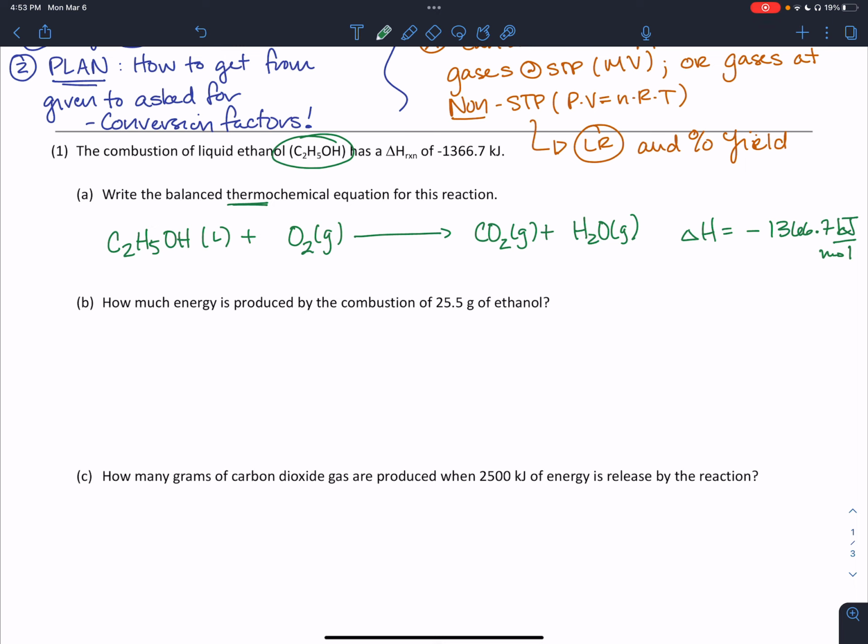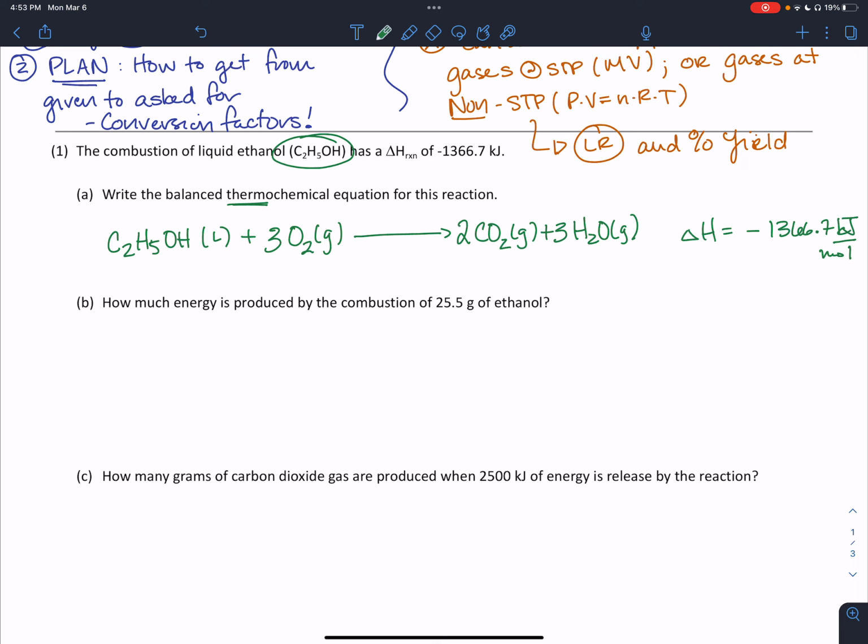All right, now I need to balance it, so I go back and check. I've got 2 carbons, so I'm going to need 2 CO2s. I have 6 hydrogens, so I'll need 3 waters. It's going to give me 7 oxygens on the product side. I've got 1 in my first reactant, so I need 6 more, so 3 O2 molecules. So there's my balanced reaction.